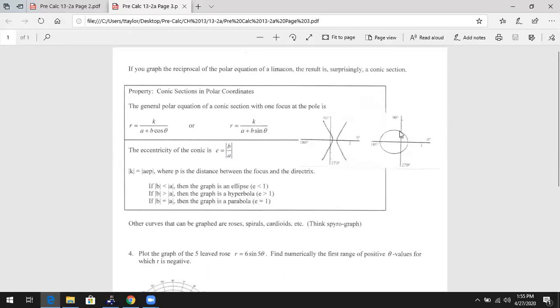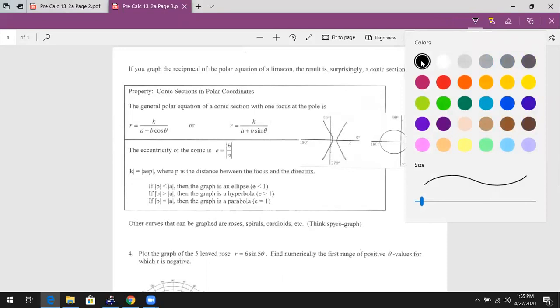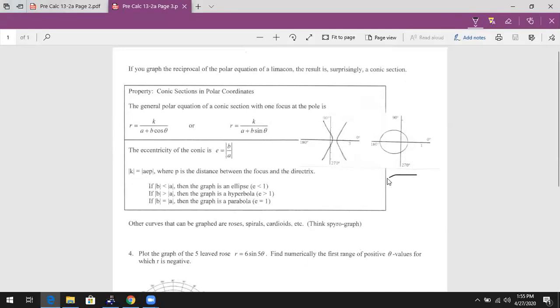Ellipses are kind of like circles, only they're more egg-like, so they're not exactly round. If you elongate one side, you get an ellipse. Hyperbolas are kind of like parabolas that are facing each other. That's kind of how they look.